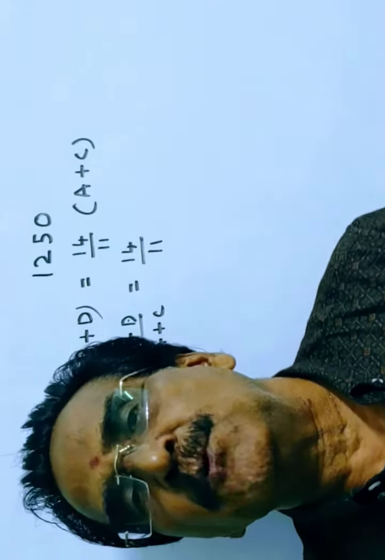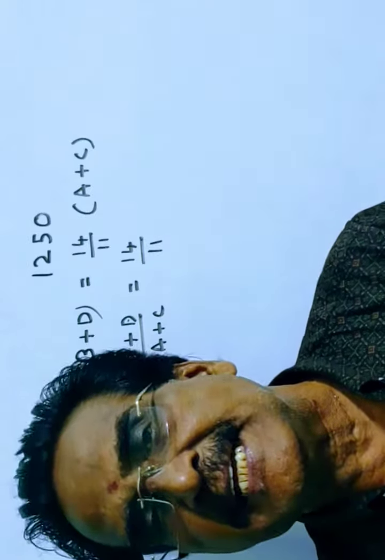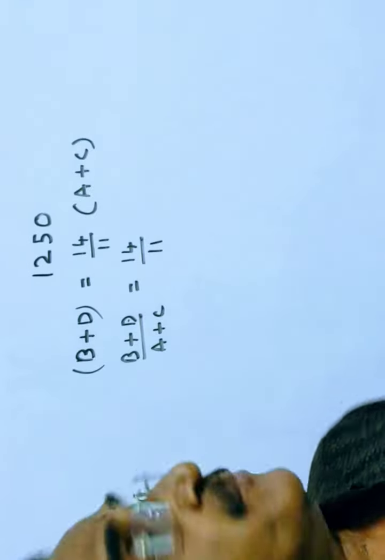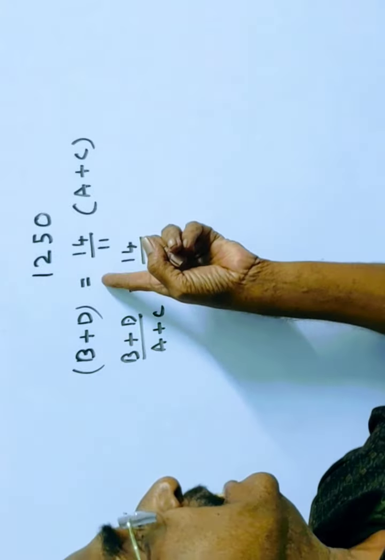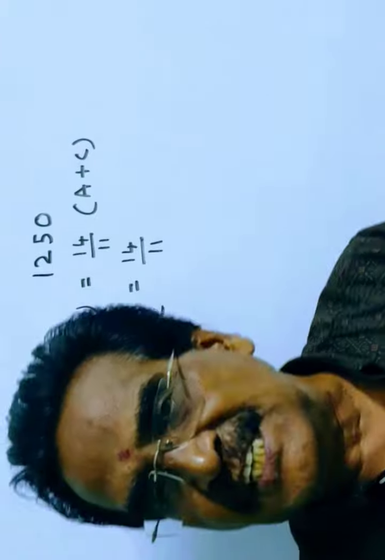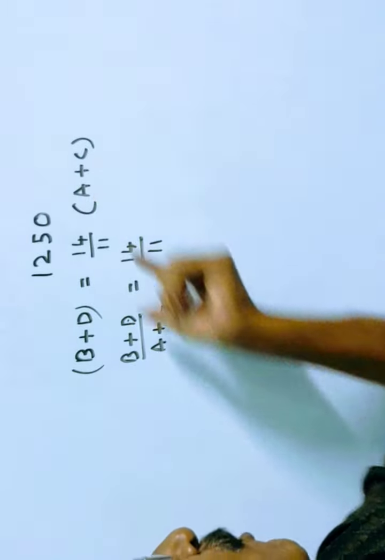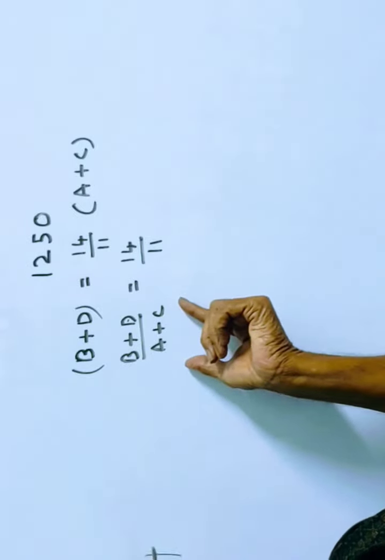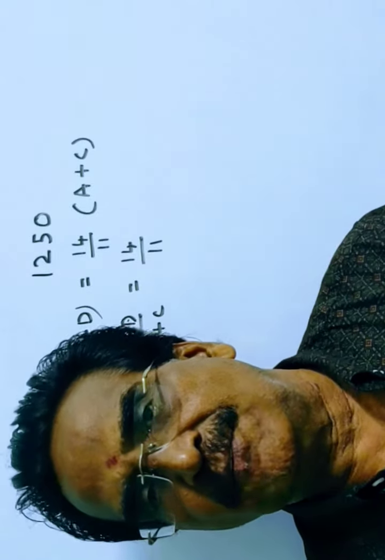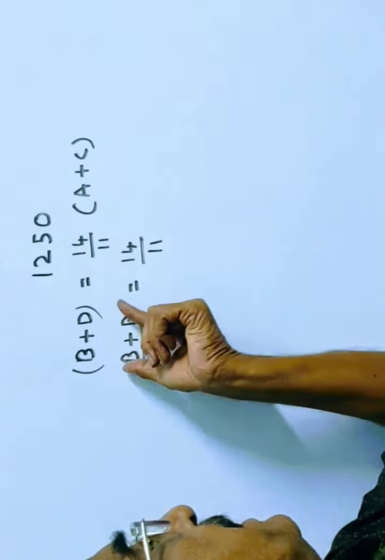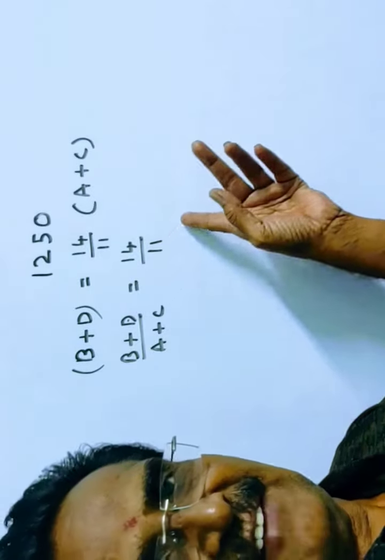Friends, here the total amount is 1250. This amount is divided among A, B, C, D in such a way that the share of B plus D is equal to 14 by 11 of the share of A plus C. It implies B plus D over A plus C is equal to 14 by 11. It means the shares of B plus D and A plus C are in the ratio 14:11.